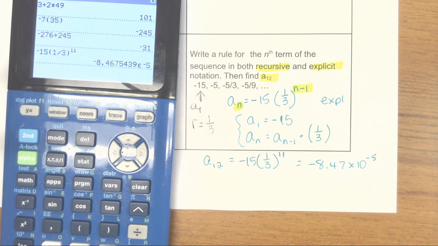Did anybody get the decimal to show up on their calculator rather than the scientific? Then write it that way, okay? Either is fine when it's a real small value like that. Like you might have got negative 0.0000, did I say enough zeros? Negative 847, okay? Okay.